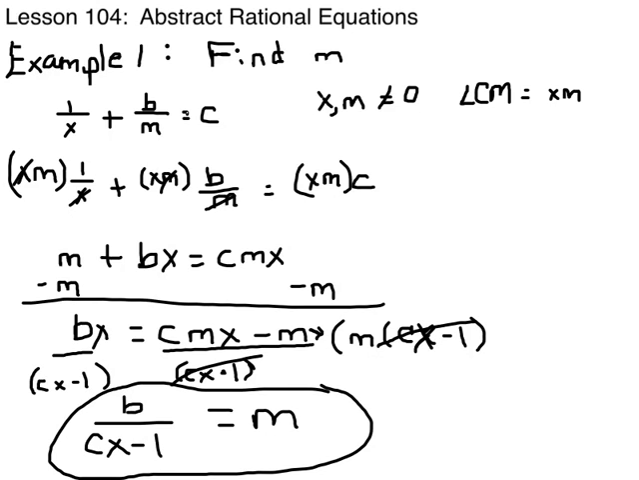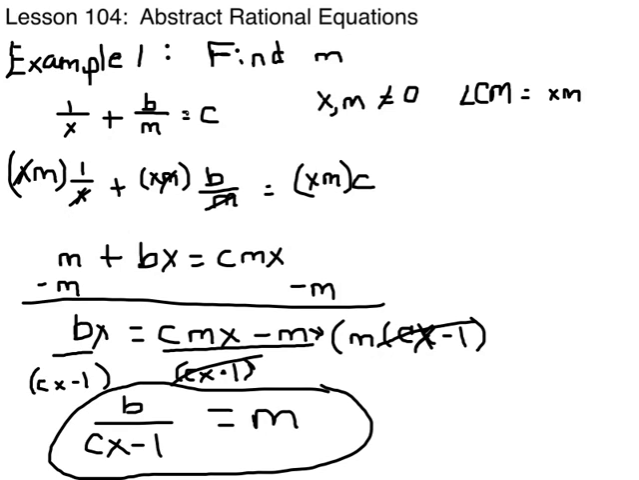But the difference in this, with the abstract, is that whatever you have for your denominator, x or m in this case, cannot be equal to 0 because you cannot have 0 as a denominator. So we're going to say, okay, x and m cannot be equal to 0. And our least common multiple in this case is xm.